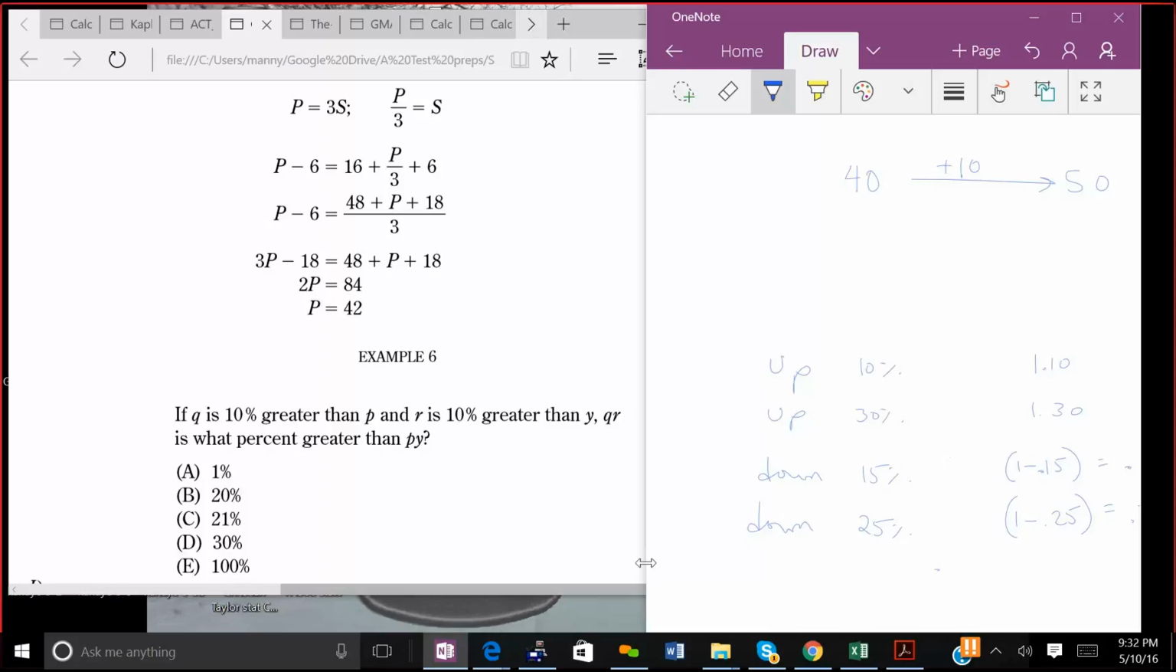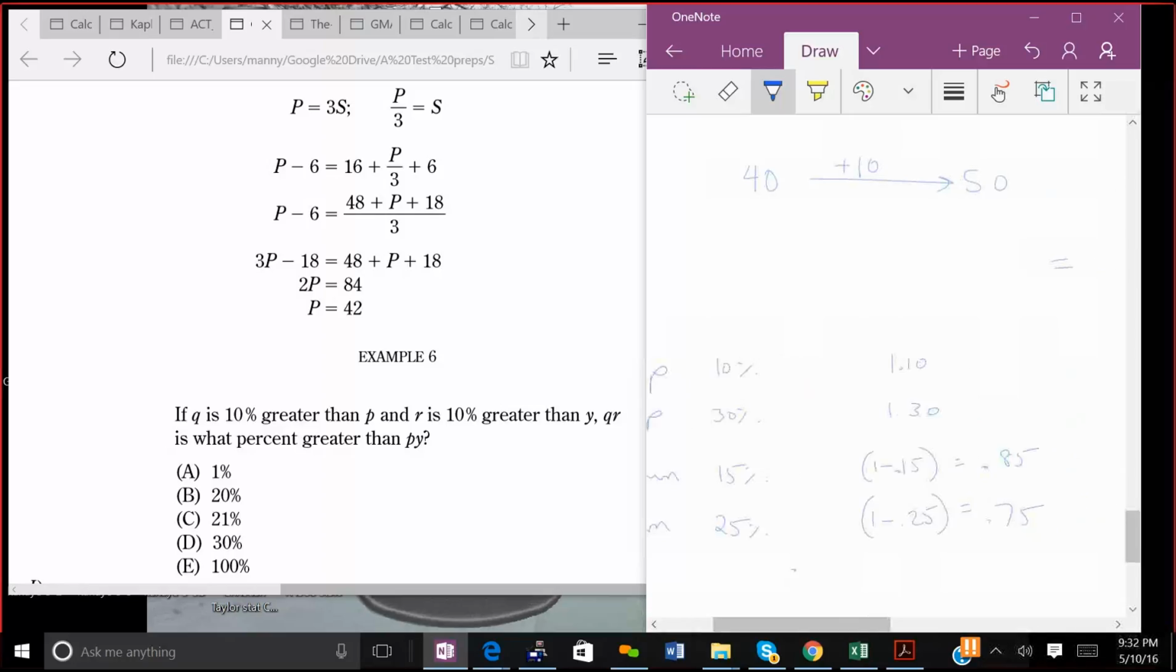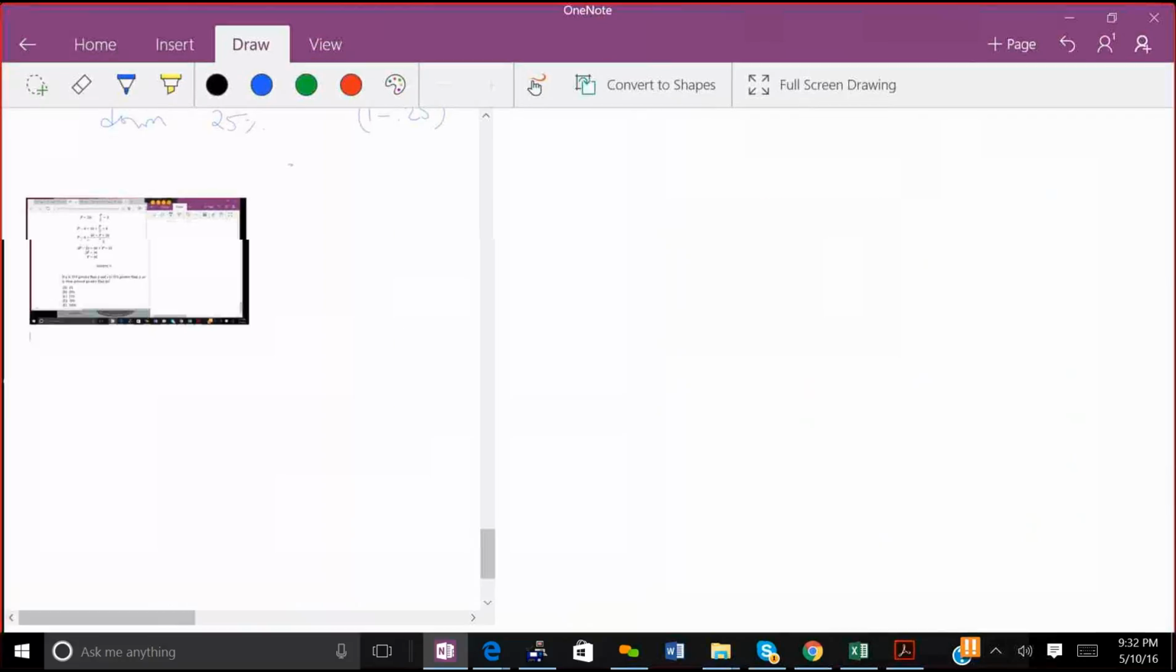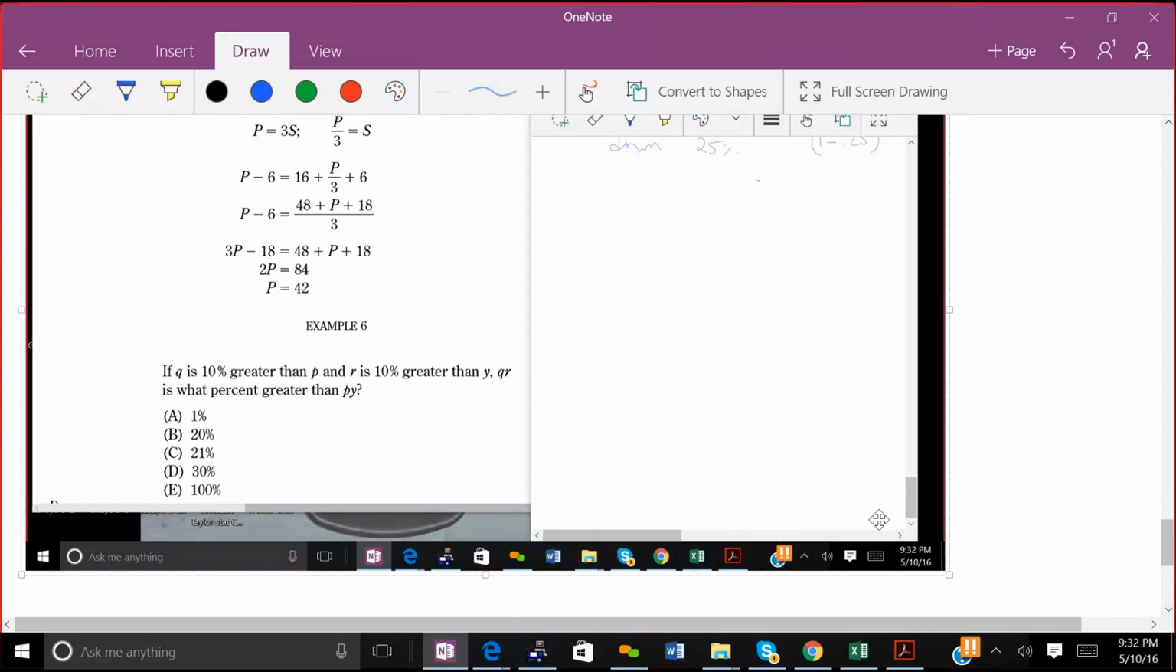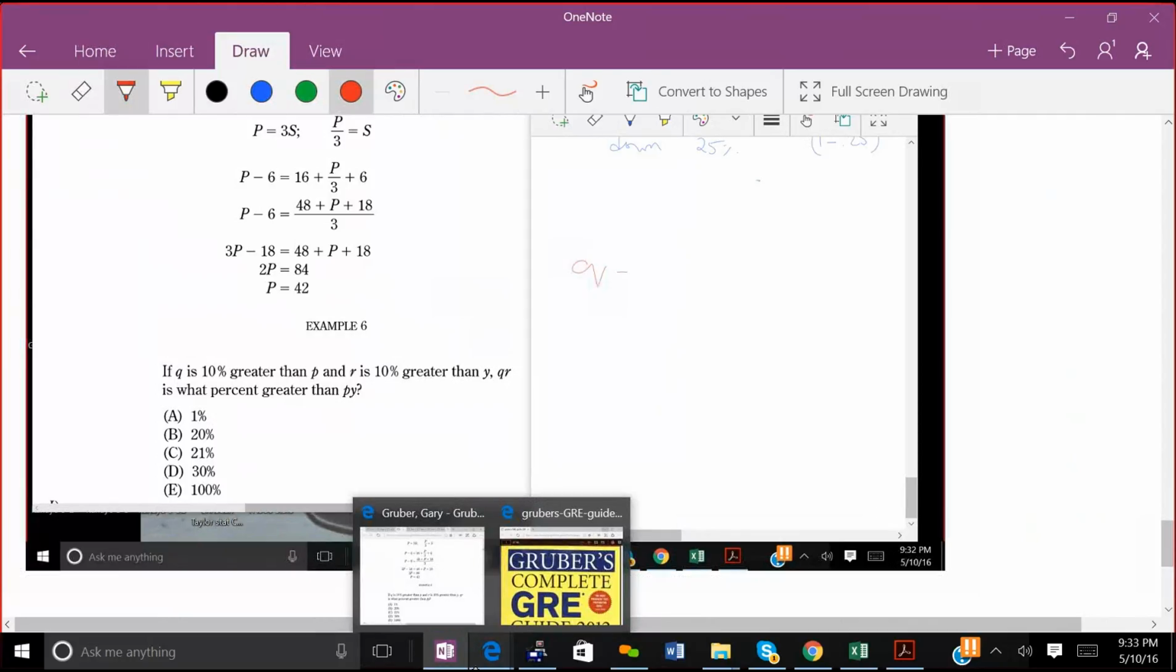Let me know if you need help. Yeah, I don't know where to start. You don't know where to start. What you should do is, Q is 10% greater than P, so you need to write Q equals 1.10P. See what I was showing you earlier, right? Yeah. And R is 10% greater than Y, so R equals 1.10Y. If you multiply the left side, you have QR. If you multiply the right side, you have 1.21 PY.